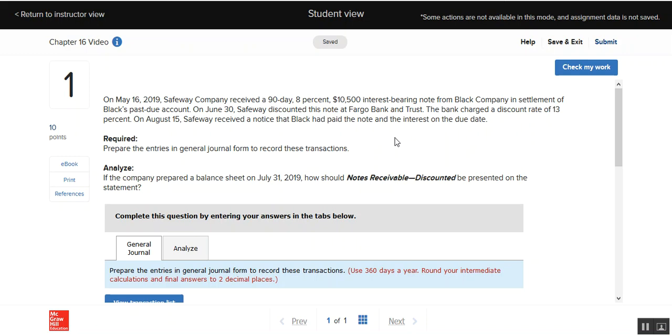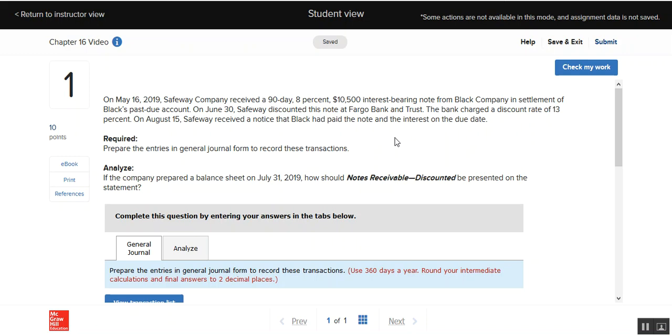The loan or the note is $10,500, and that's what's written on the actual document that they issued. There's an 8% interest attached to that note, and that's actually written on the document, and the note is due in 90 days. Again, those things are written on the document.